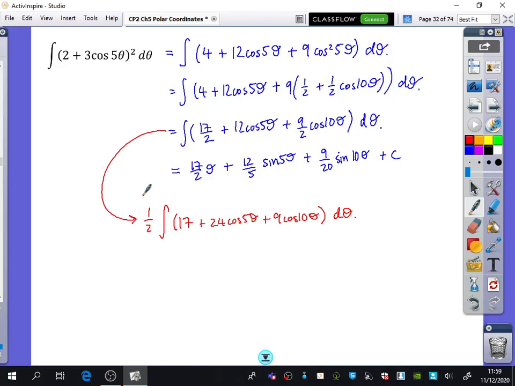So I'm just going to stop us at this bit for integration, because the next bits we're going to be doing are actually in problems as well.